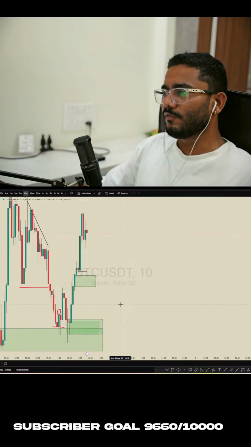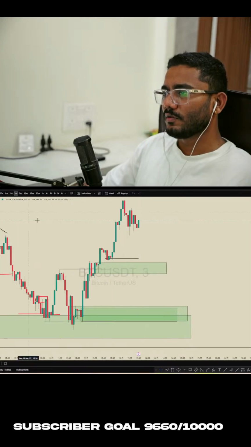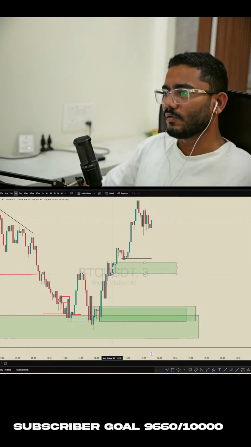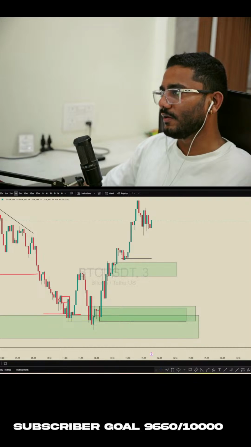Let's see on higher time frame if price has swept this previous low or not. So this is the candle where price can tap and it should continue.